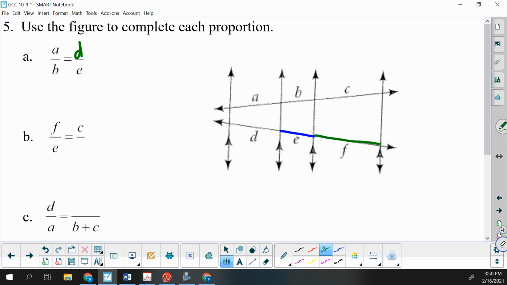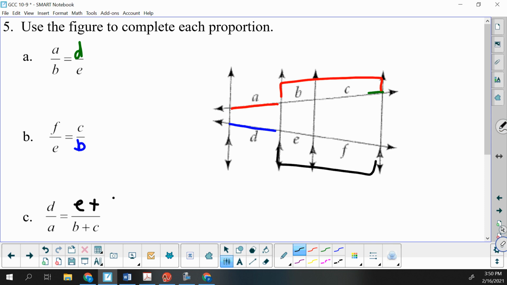So then C has to go with question mark. Well, the missing part for the blue would be B. Next one, D goes with A. So D, they're saying, goes with A. And then B plus C is in the bottom part, so that should be here. So B plus C has to go with what? Well, that's going over two parts, so that should match with E plus F. So you're just matching up the parts to set up the proportion.